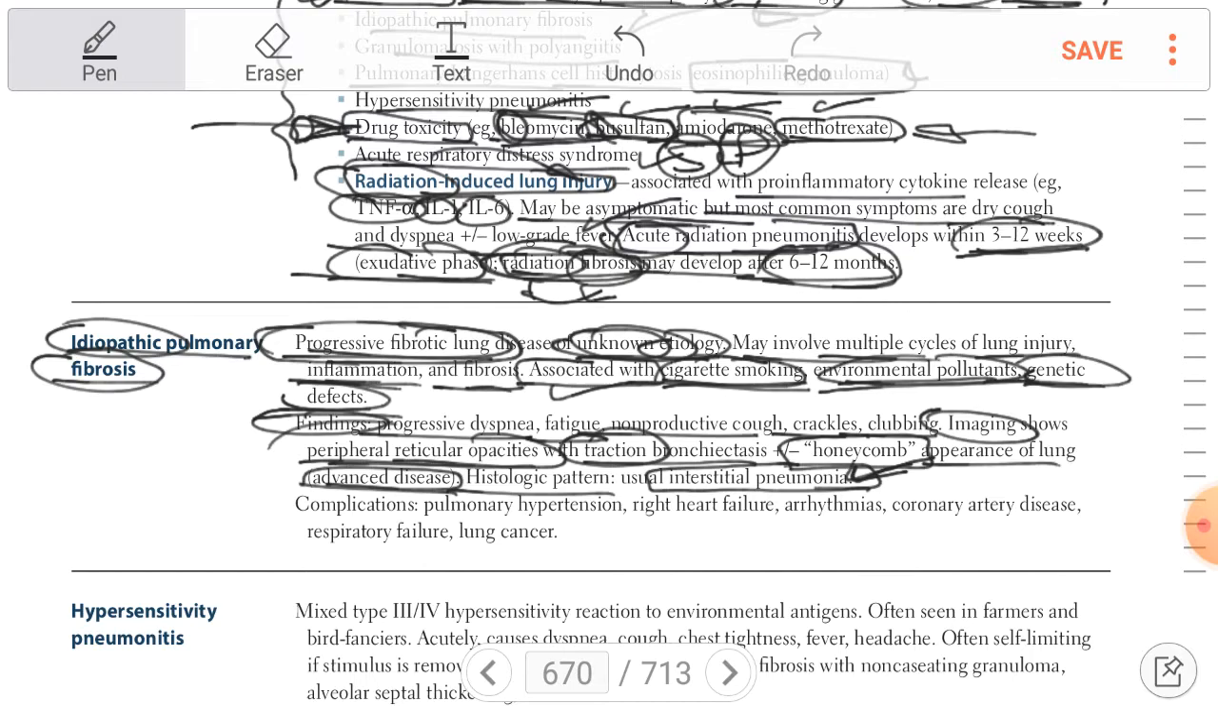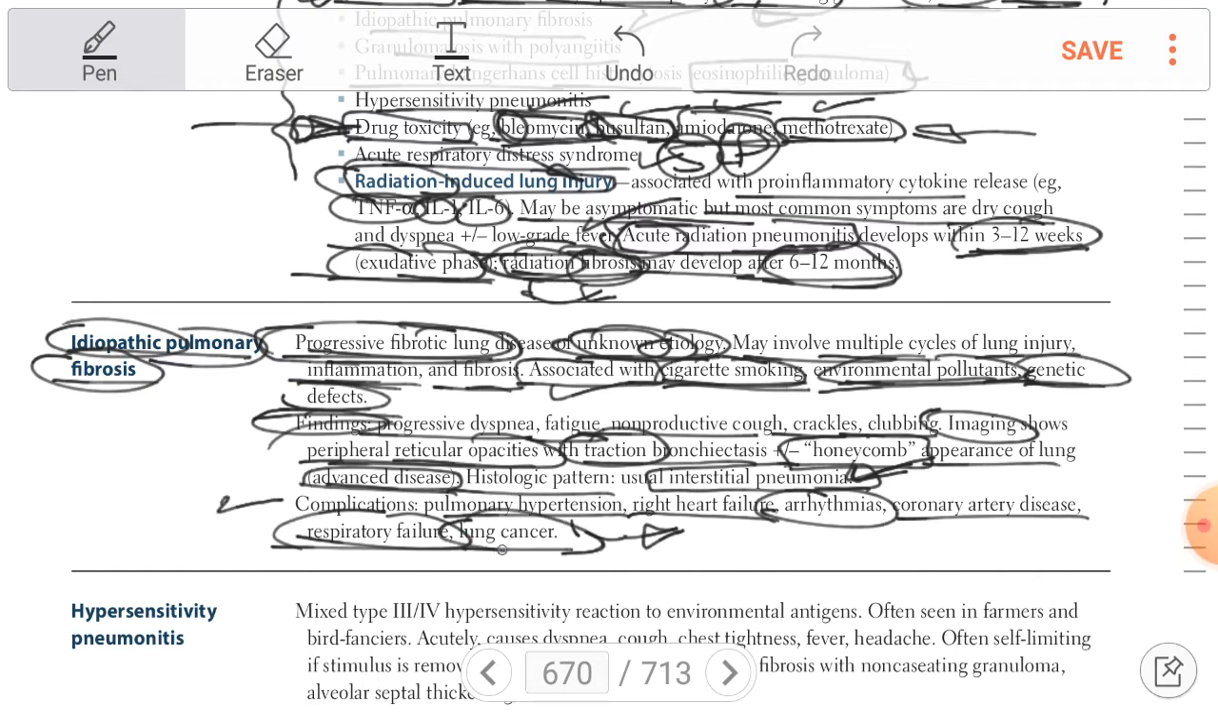Then the complication is what? This is so important. Idiopathic pulmonary fibrosis: if there is fibrosis, leading to what? Pulmonary hypertension. And pulmonary hypertension will cause right heart failure. Then there is distension of the right side of the heart, and this distension leads to impairment of electrical conduction, leading to arrhythmia. And of course there is association with coronary artery disease, respiratory failure because of fibrosis, and lung cancer. But the most important one is pulmonary hypertension, which will cause right-sided heart failure and arrhythmia.